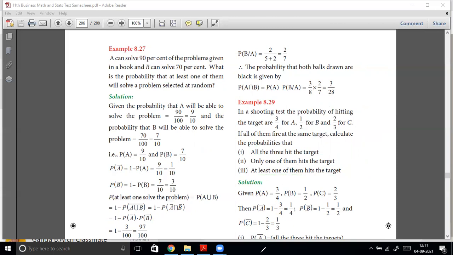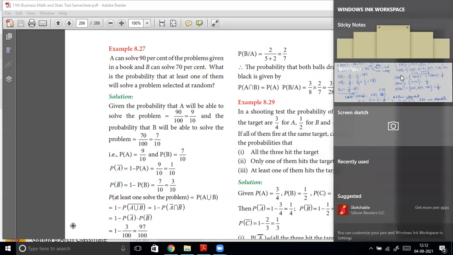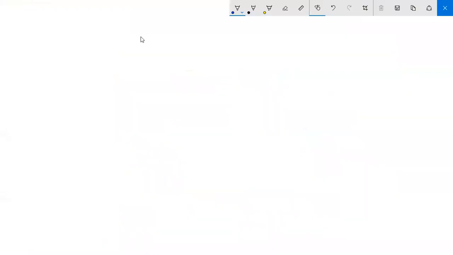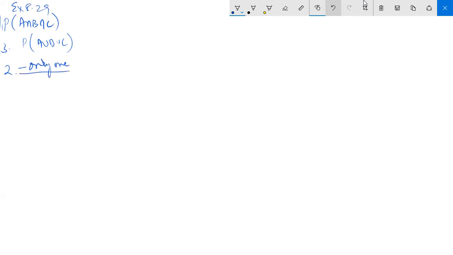Let us work this out separately. So we find all three hit the target, A intersection B intersection C. This is the first one, example 8.29. Third one is also simple. At least one of them means A union B union C. Second one only is a problem. Only one of them hits it.